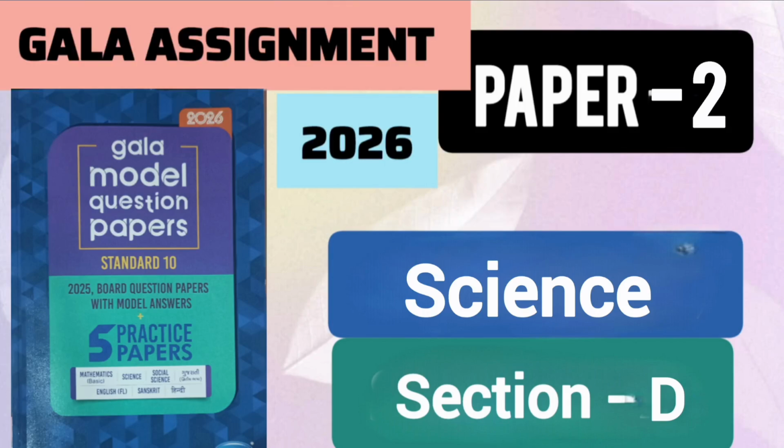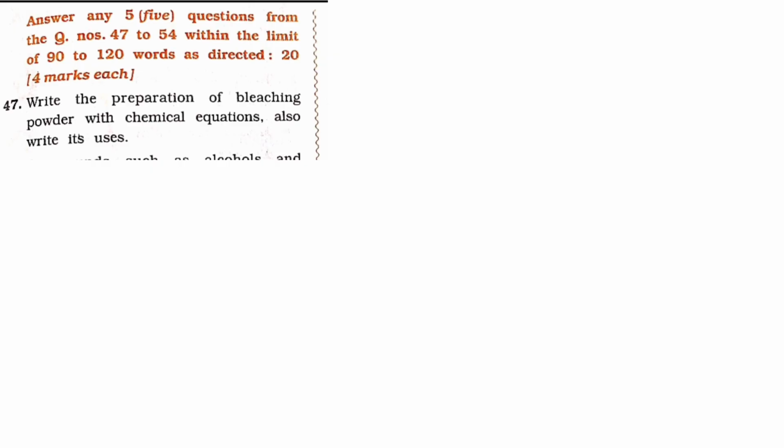Paper number 2, Science, Section D. Instructions are: answer any 5 questions from the question numbers 47 to 54 within the limit of 90 to 120 words as directed. Total, the section is of 20 marks, 4 marks each.